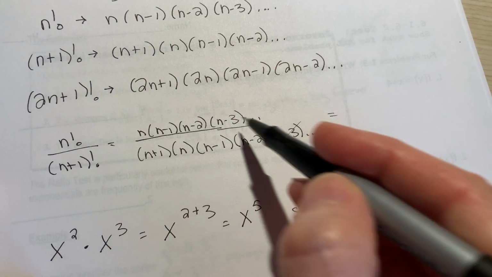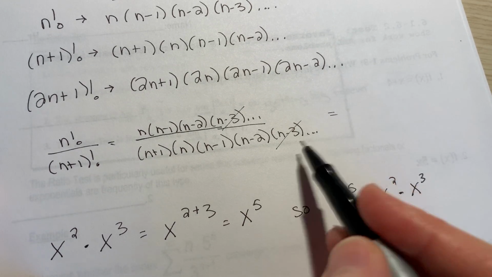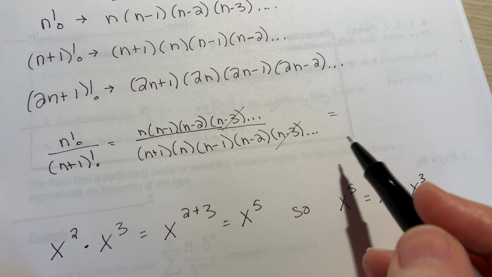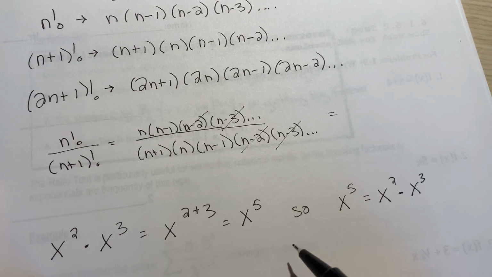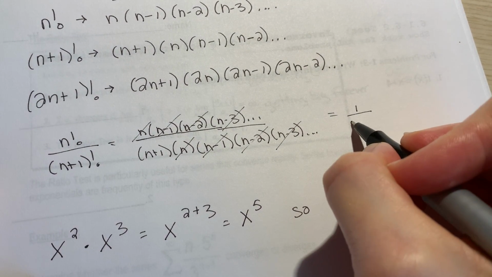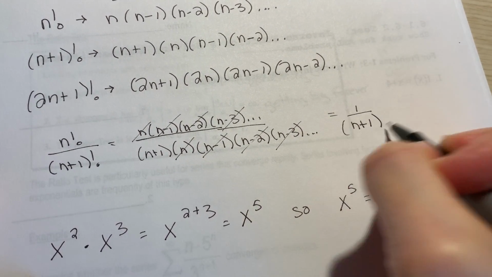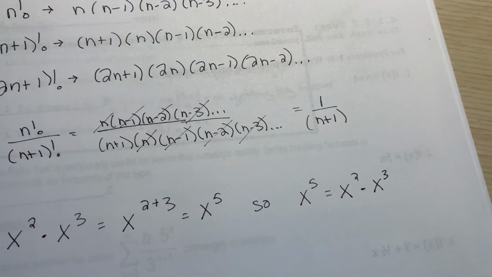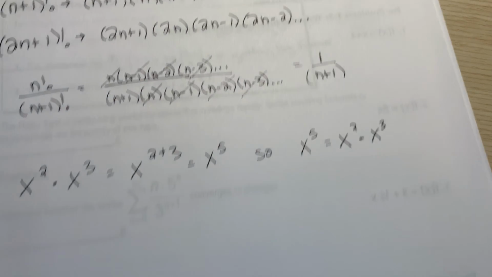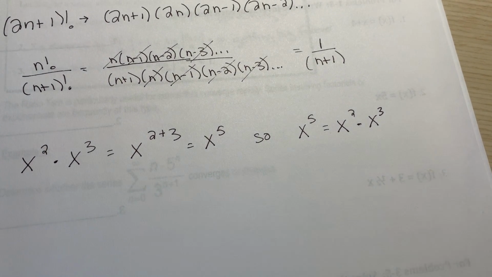You can see these n minus 3's cancel, and everything after them is going to cancel. Not cancel, divide to give you 1. N minus 2, 1's out. N minus 1, 1's out. N, 1's out. So what I'm left with is 1 over n plus 1. So that is the simplifying that he is not showing in these problems. This is the other simplifying that he's not showing.